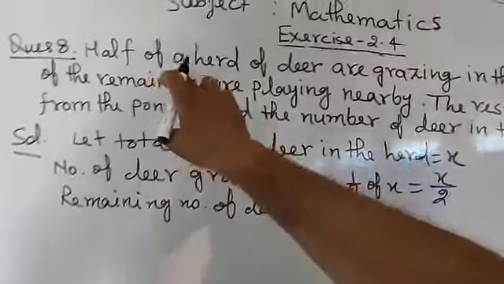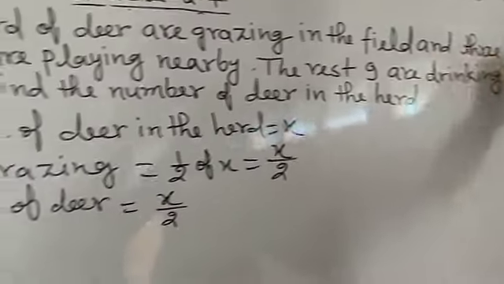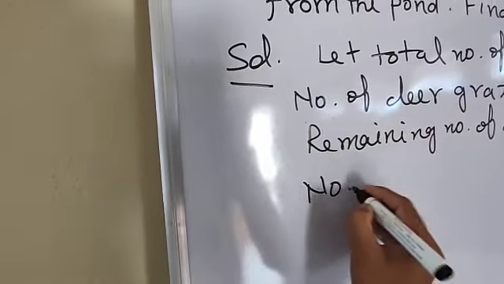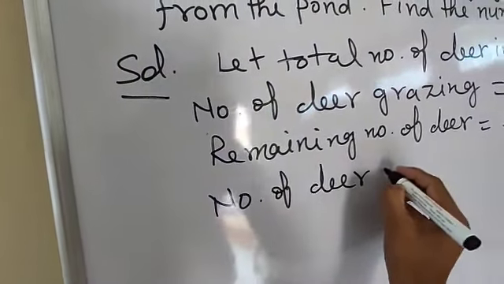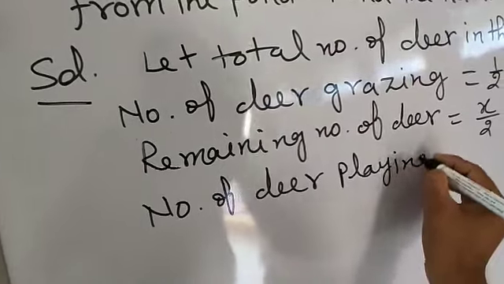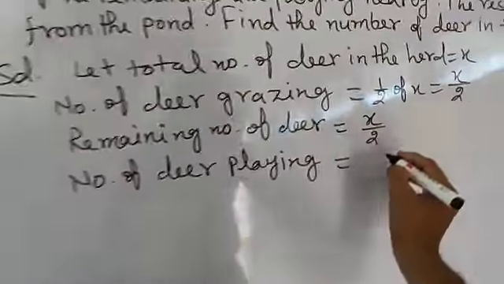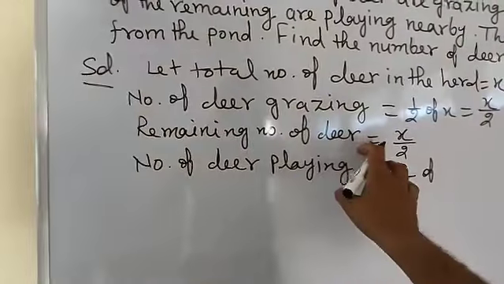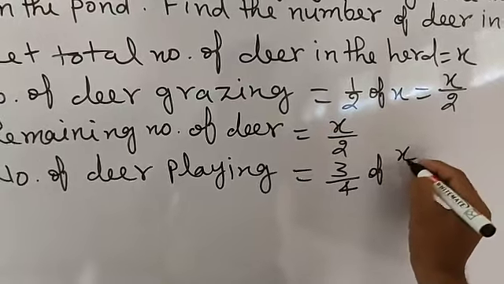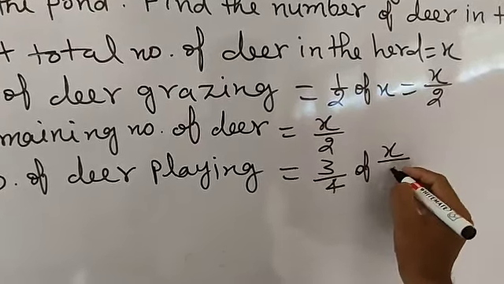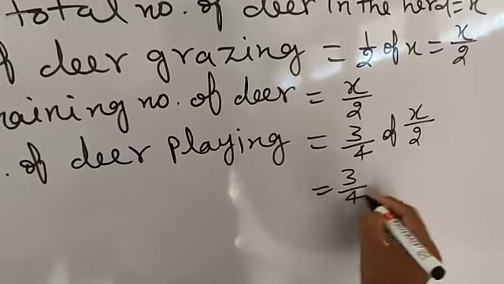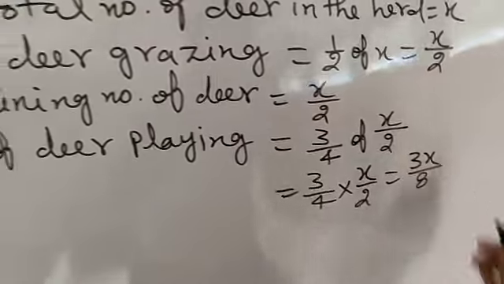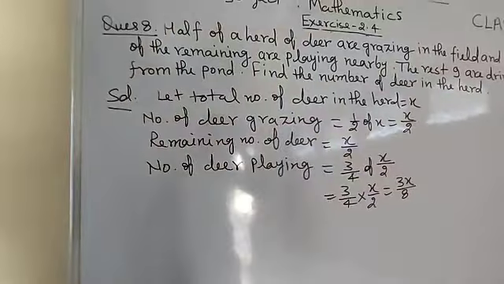Now it is given that half of the herd are grazing in the field and 3/4 of the remaining are playing nearby. So the number of deer playing is 3/4 of the remaining, and the remaining number of deer is x by 2. So 3/4 of x by 2 is 3/4 into x by 2, which is equal to 3x by 8. It means 3x by 8 are playing.